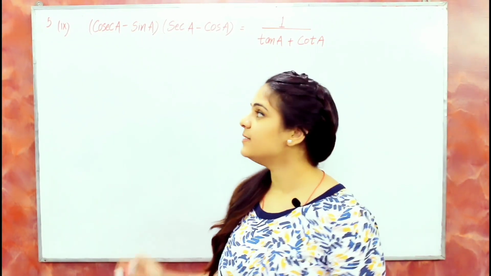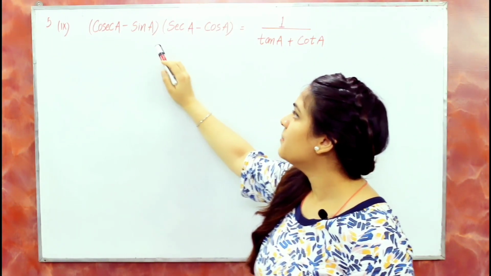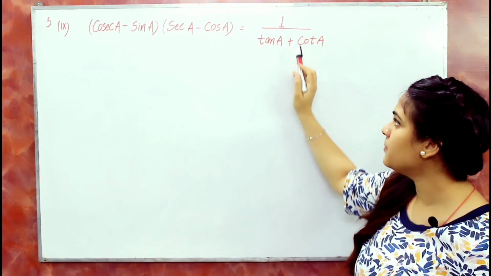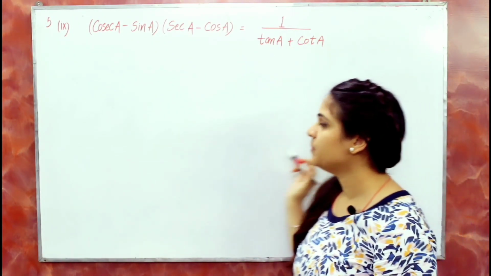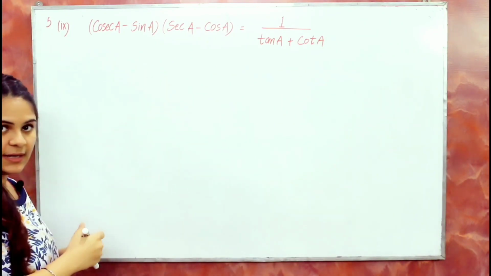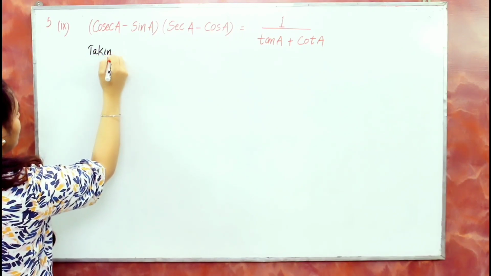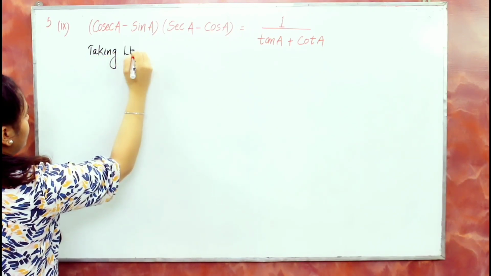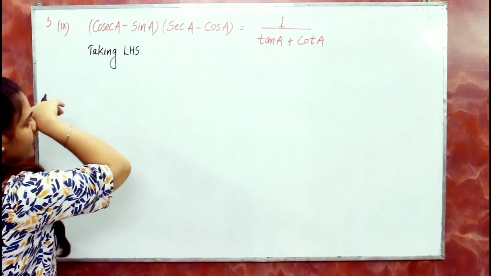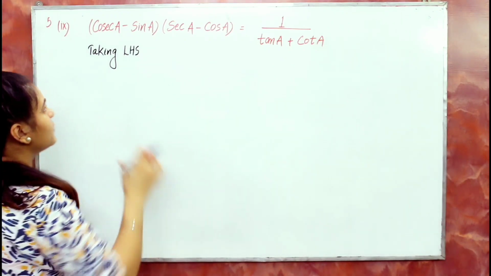Question number 5, ninth part. (Cosec A minus sin A) multiplied by (sec A minus cos A) is equal to 1 upon tan A plus cot A. In this question, firstly we will solve the LHS side. In the LHS side we will convert all the trigonometric ratios in the form of sin and cos.